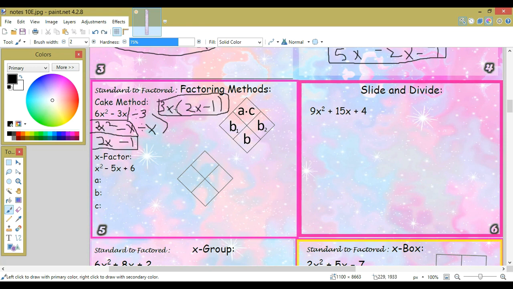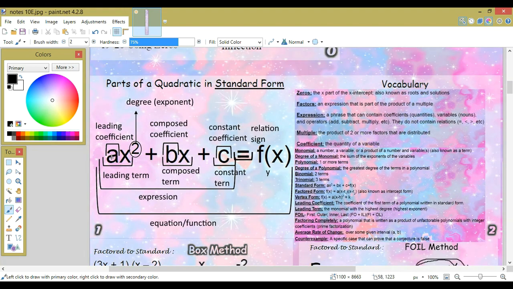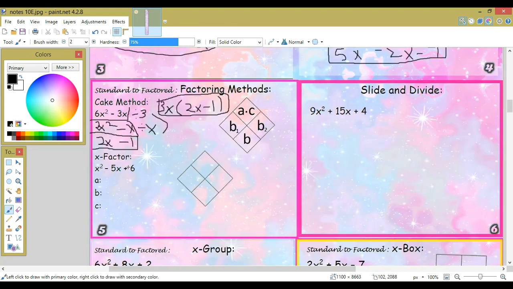Let's talk about a different method. What if we have 3 terms and we can't take out a greatest common factor? Well, what we want to do is identify a, b, and c. If you remember from page 1, a is in front of x squared. There's nothing in front of x squared, so that means there's only one of those. a is 1. b is what's in front of the x value. That's a minus 5. And c is the constant without the letter, plus 6.